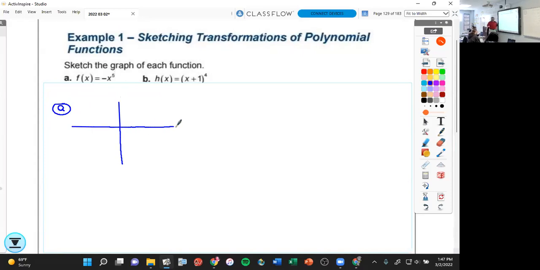What's it look like? Okay. So we've got a reflection across the x-axis. So it's reflected across the x-axis. Okay, relatively flat near the origin. So it's down over here.